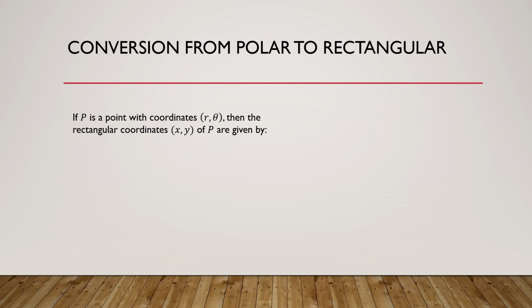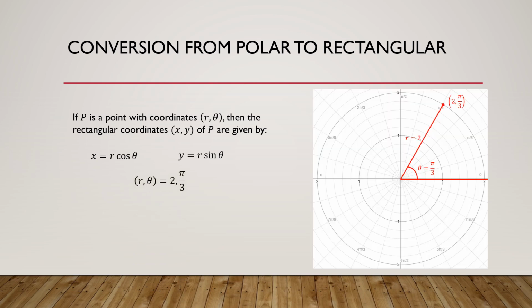If P is a point with coordinates (r, theta), then the rectangular coordinates (x, y) of P are given by x equals r cosine theta and y equals r sine theta. If we start with a point in polar coordinates like (2, pi over 3), the conversion is simply based on these trigonometric equations that you have already learned.